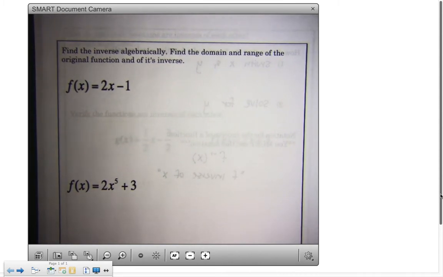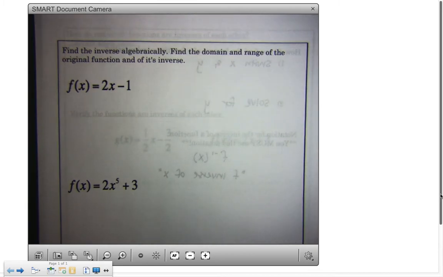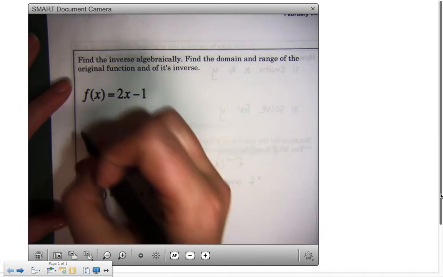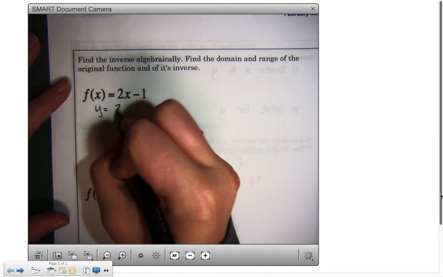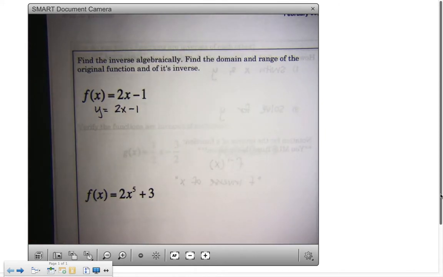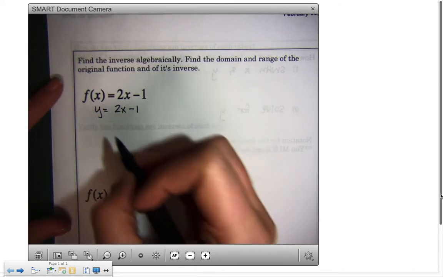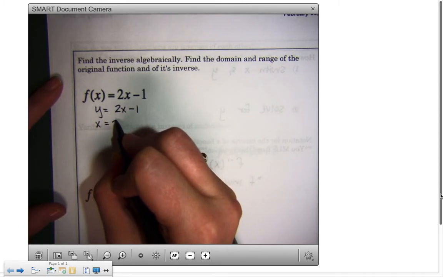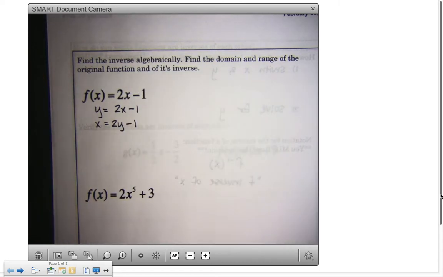So let's practice this. We're going to find the inverse by hand. And then we're going to also think about the domain and range of the original and of the inverse. So first of all, you see we have f of x equals 2x minus 1. We can rewrite that as y equals 2x minus 1, because remember f of x and y are interchangeable. This helps you see that then when you switch these, y is becoming your x and x is becoming your y.